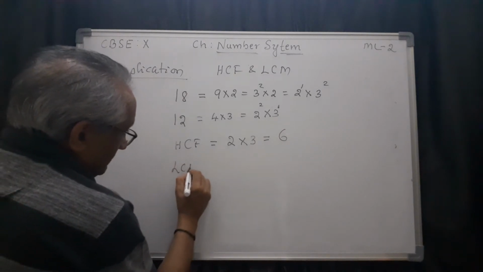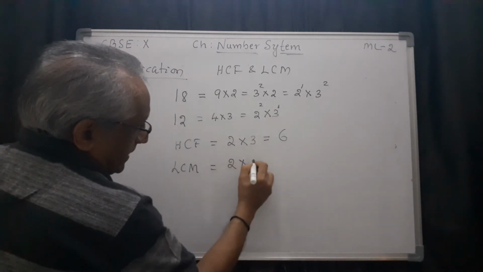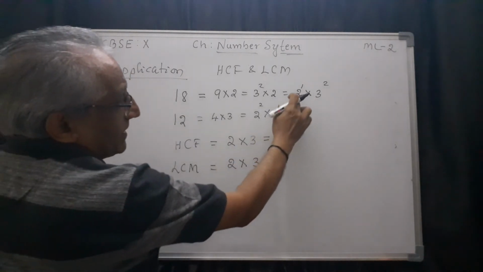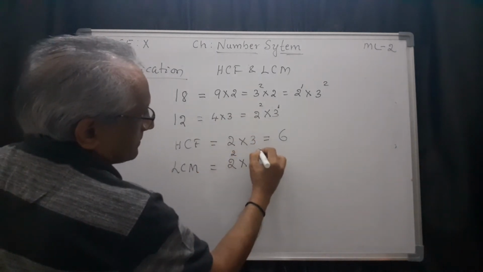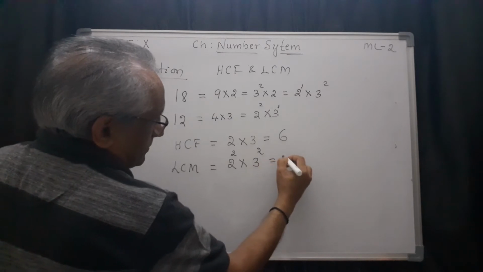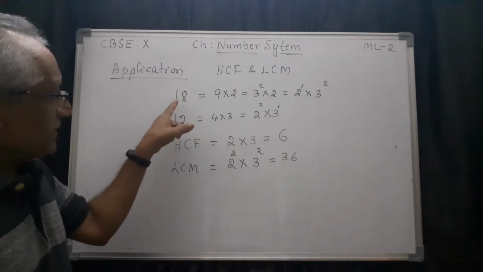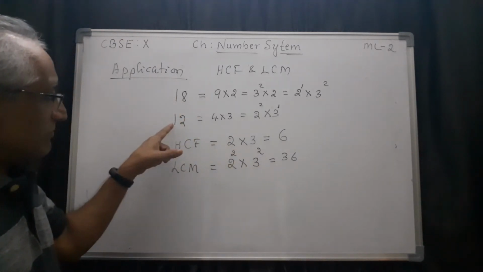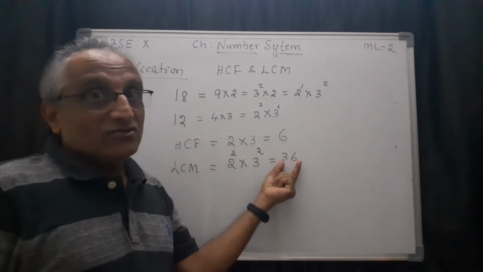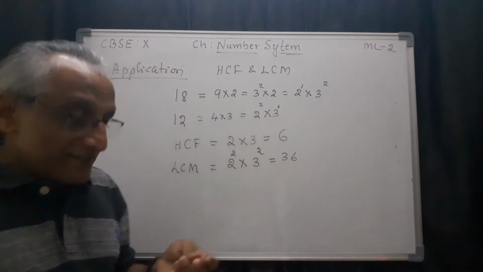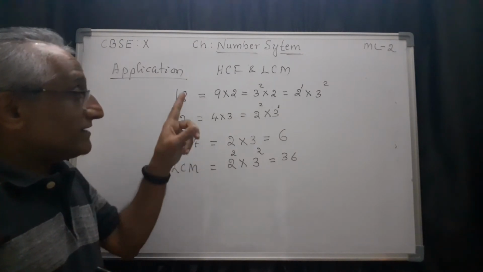Then LCM means what you have to do is, see, you have to write 2 and 3. Then you have to search for the highest power. So here 2 and here 2. So 36 is the LCM. You can see 18 divides 36 and 12 also divides 36. Among all such numbers, this is the least number, the least common multiple. So 36. So this is a very simple way actually to find the LCM and HCF at a single point.